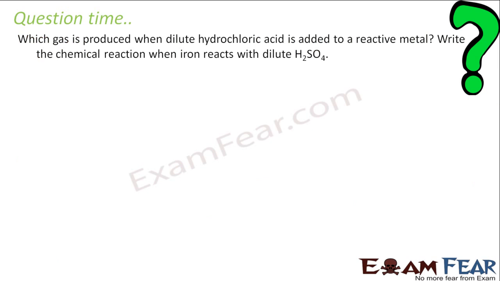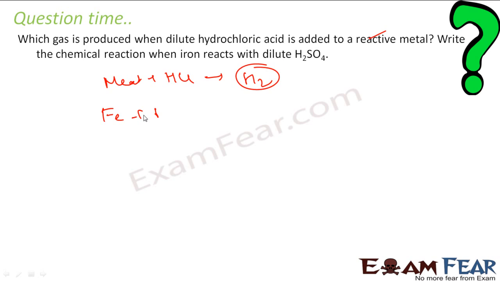Let's take one more example. Which gas is produced when dilute hydrochloric acid is added to a reactive metal? So I know that metal plus dilute HCl gives me hydrogen gas. That part is solved. Write the chemical reaction where iron reacts with H2SO4. So I have iron, it reacts with H2SO4, it will give you FeSO4 plus hydrogen gas. And this is my reaction.